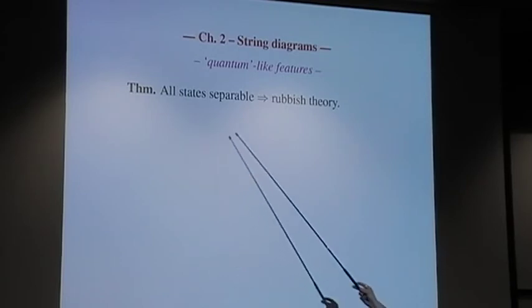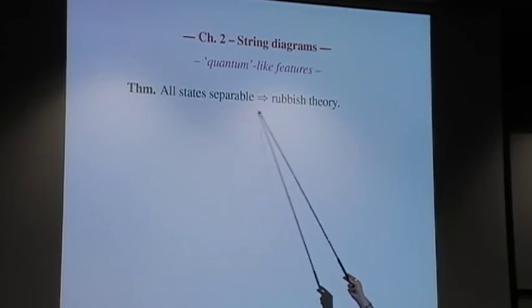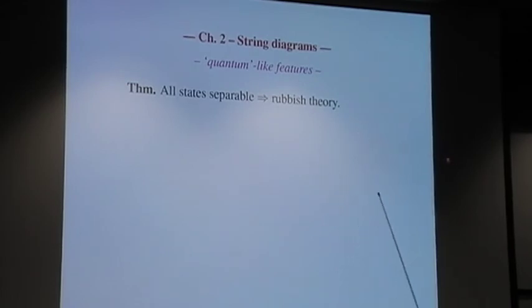So here we've got a theorem. Given string diagrams, we now have this language of string diagrams, and the idea was to make interesting theories. We can now show that if all states are separable in our theory, then we've got a rubbish theory. Rubbish is a technical term, which I will define soon, in the context of the proof.